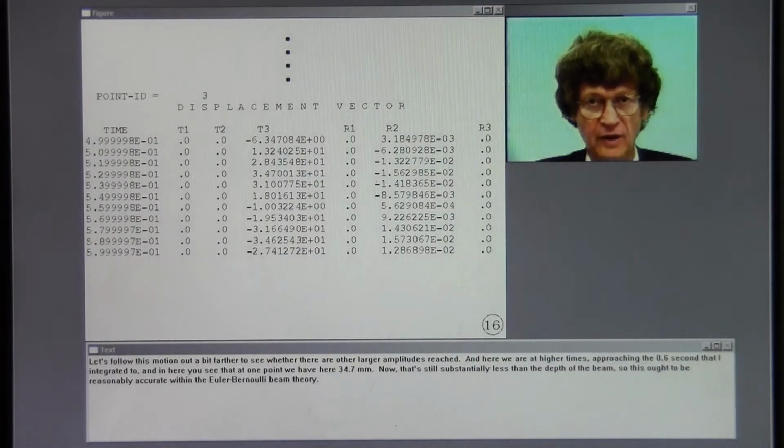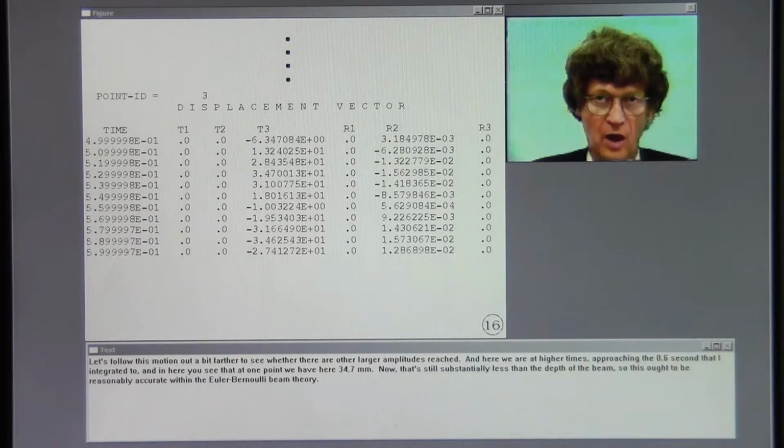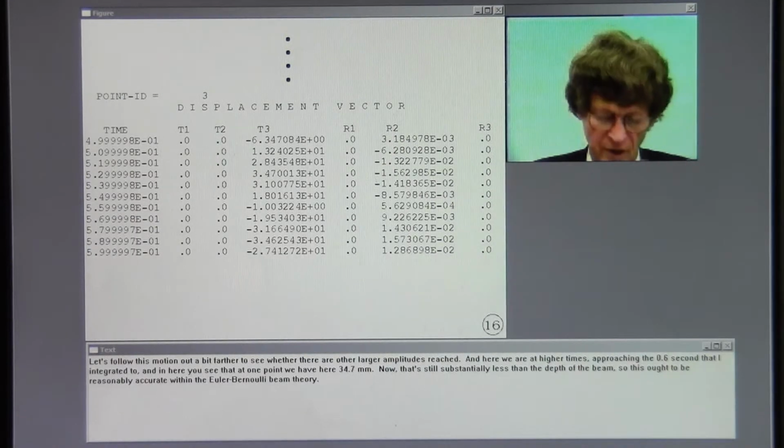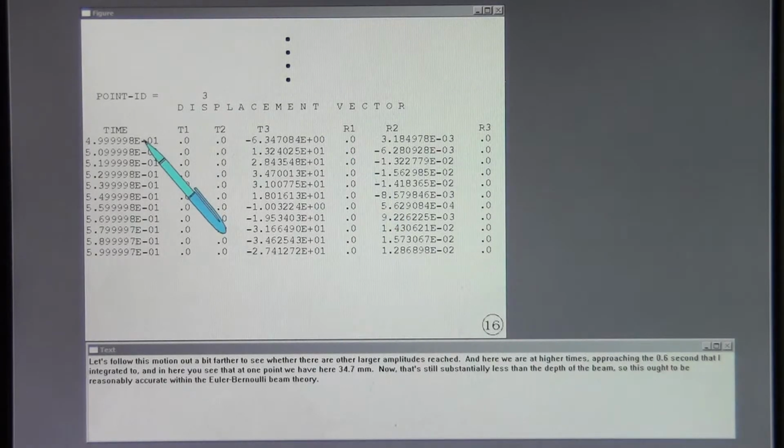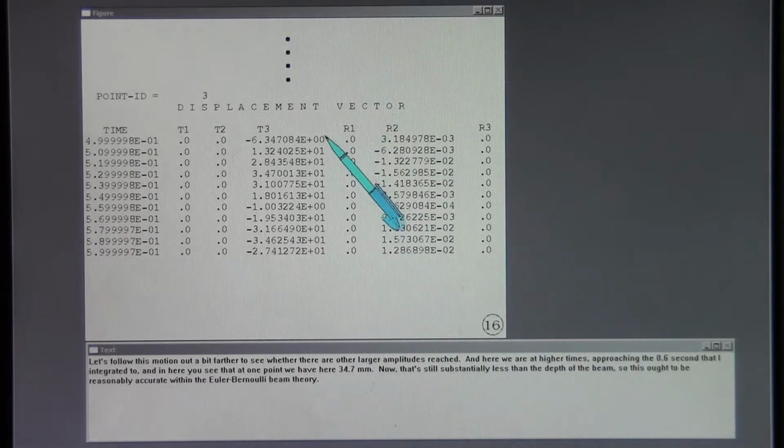Let's follow this motion out a bit farther to see whether there are other larger amplitudes reached. And here we are at higher times approaching the 0.6 of a second that I integrated to. And in here you see that at one point we have 34.7 millimeters. Now that's still substantially less than the depth of the beam, so this ought to be reasonably accurate within the Euler-Bernoulli beam theory.